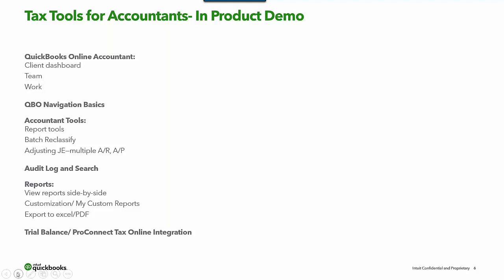We'll also review the audit log and search functionality so that you can better trace what activities have happened in the account, and then we'll dive into reports, how to view reports side by side, customizing and saving your custom reports and where to access those, and how to export to Excel and PDF. And then finally, we'll leave off with one of the accountant tools, the trial balance, and how that can integrate with our ProConnect Tax Online product. Although I'm just going to talk about that at a high level to give you a sense of what's there, not dive into the online tax product today.